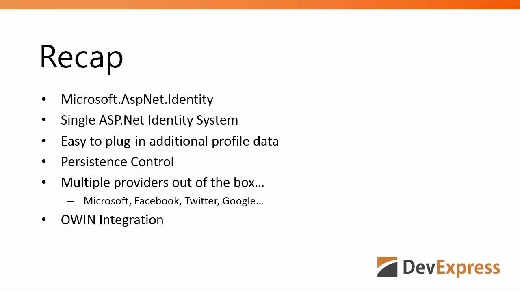So for a recap, using the Microsoft ASP.NET Identity Framework, you can build a single identity system. Meaning you can take your application, whether it be web forms, MVC, web API, or even a combination, and have a consolidated or single identity system. It's really easy to add additional profile data in. And of course, out of the box, you've got provision for Microsoft logins, Facebook, Twitter, Google, and any other third-party auth that you might want. And an all-important OWIN integration as well.